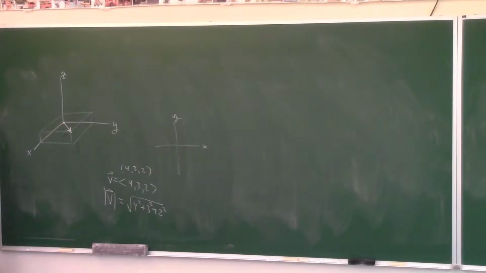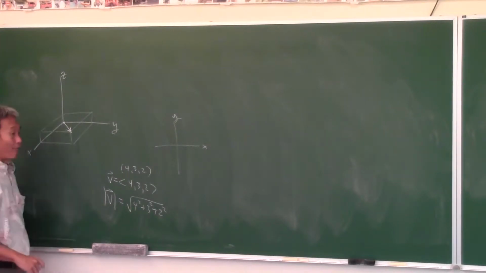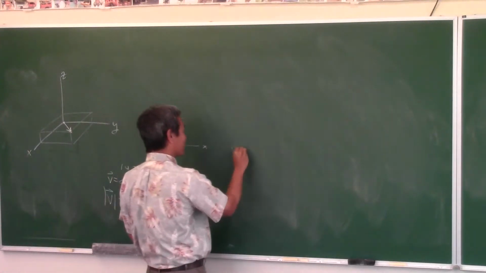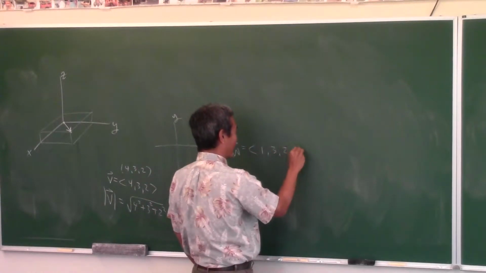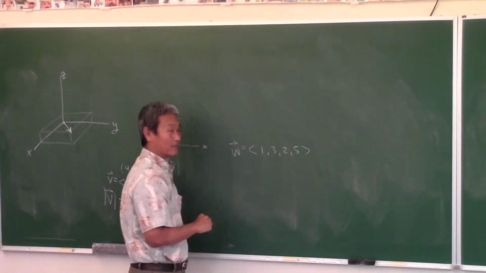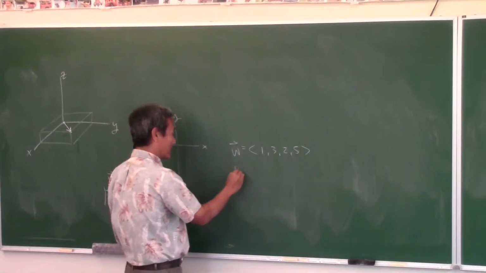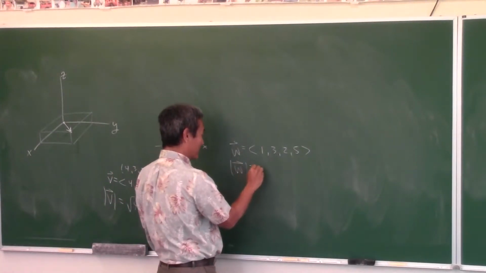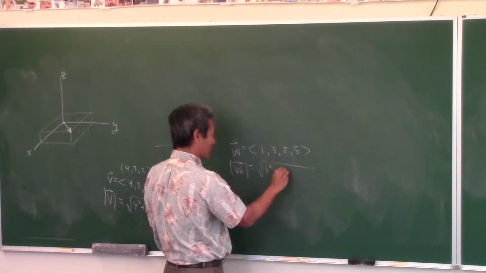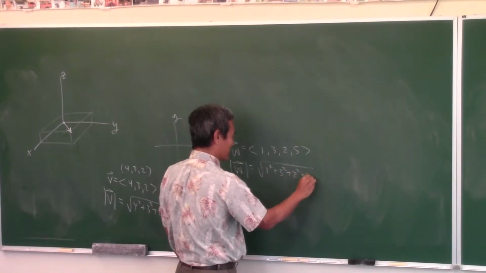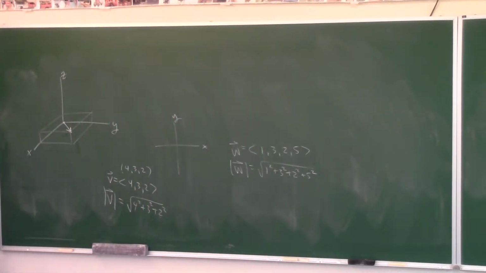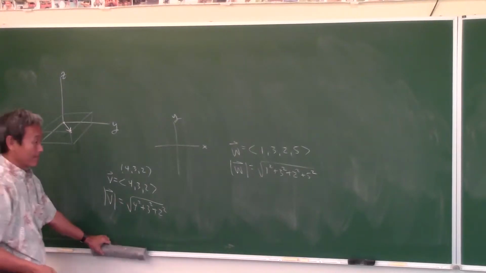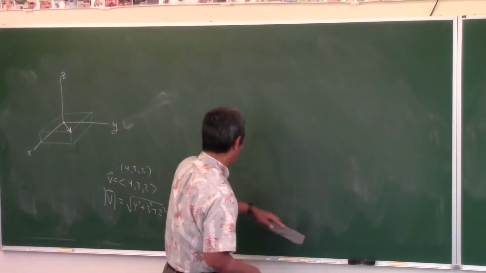And you can go to higher dimensions. If you have a 4-dimensional vector, let's say vector w is equal to 1, 3, 2, 5. It's hard to imagine what it looks like, but how do you find the length of it? It's going to be the square root of this squared plus this squared plus this squared plus this squared. So you can go to any dimension you want. And adding vectors in 3 dimensions is the same, and so are subtracting and multiplying by a constant.